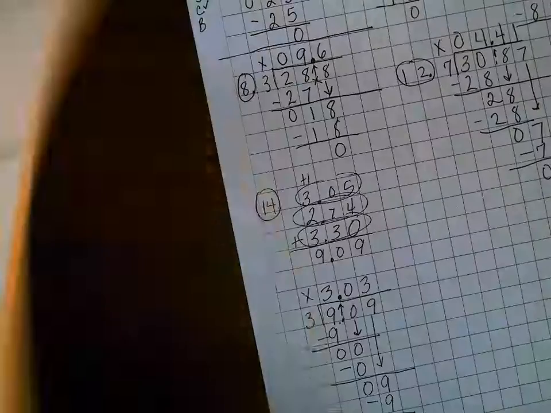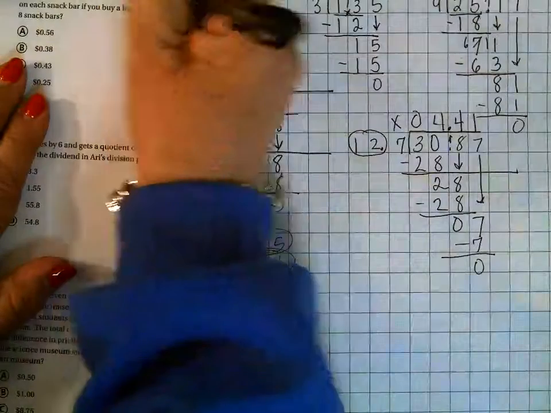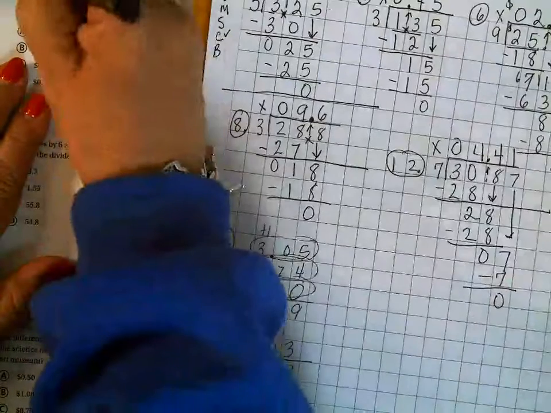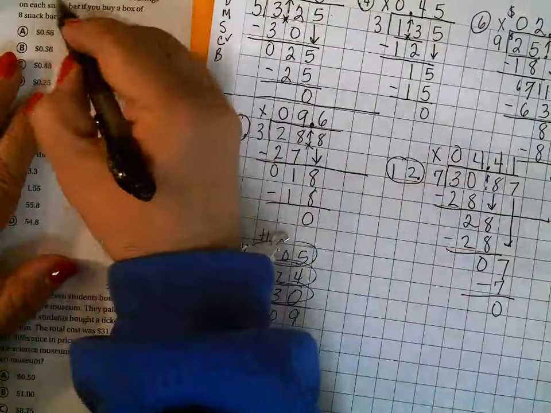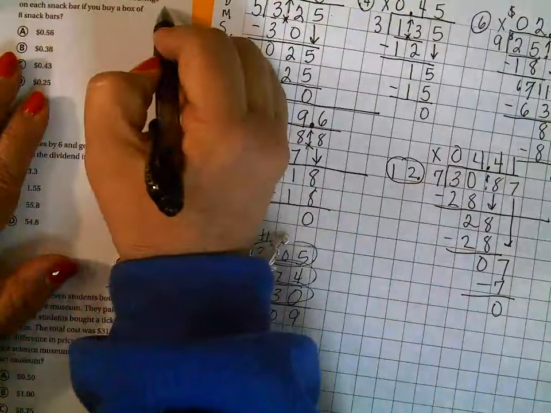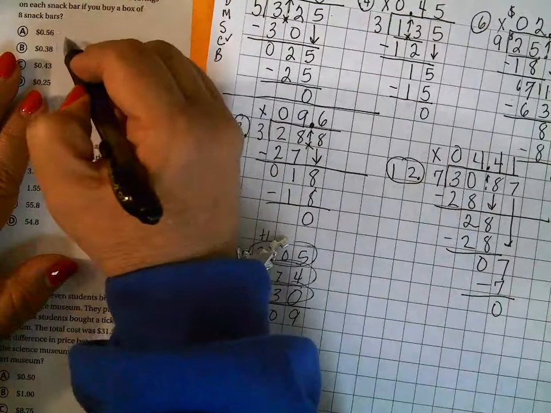Okay. All right, let's go to number 16. This is all going to be on this side. A box of 8 snack bars costs $24.72. This is a box that has 8 snack bars. A single bar costs $3.47. What's the savings on each snack bar if you buy a box of 8?